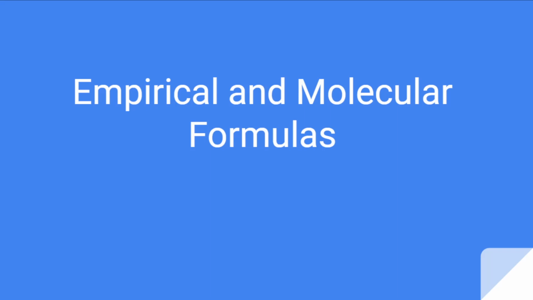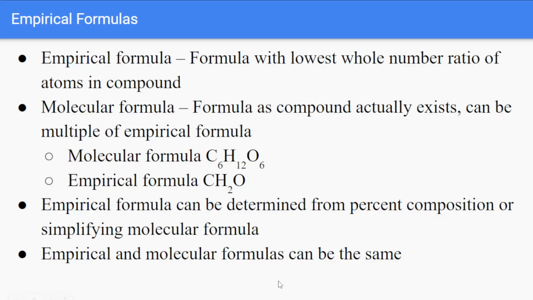In this video, we'll discuss how to determine the empirical and molecular formulas for compounds. So first off, an empirical formula is the formula that shows the lowest whole number ratio of atoms in a compound. The molecular formula is the actual formula, and it typically can be a multiple of the empirical formula.